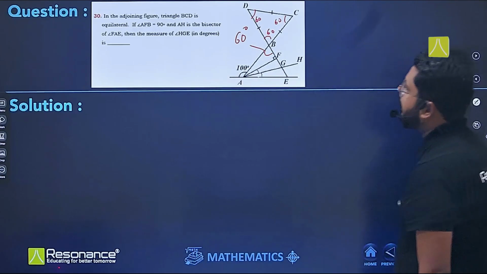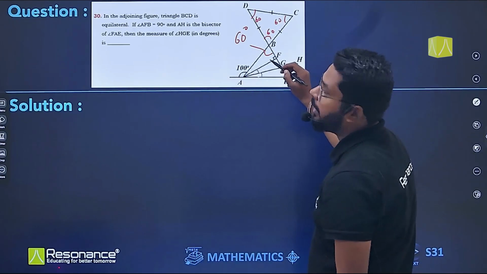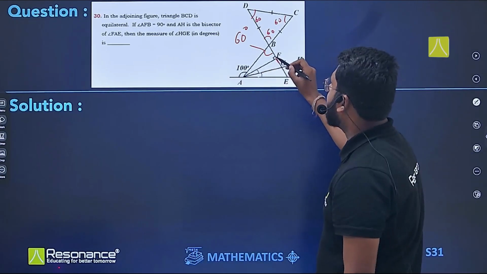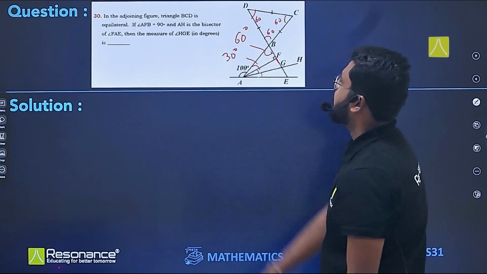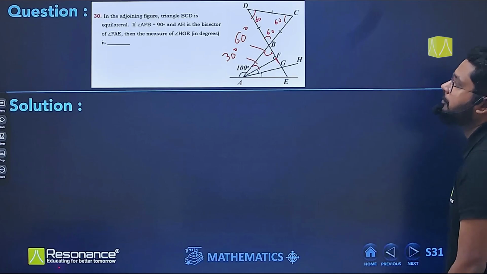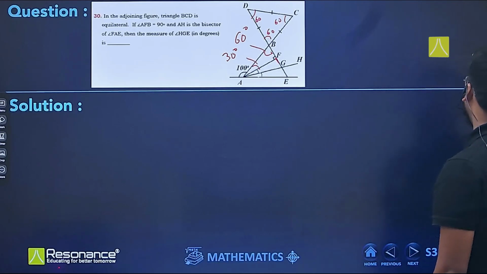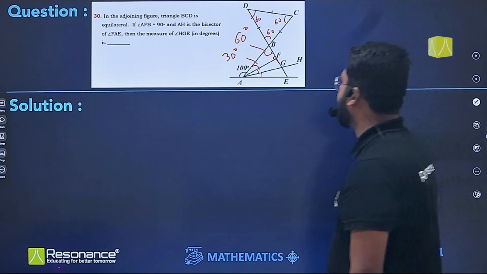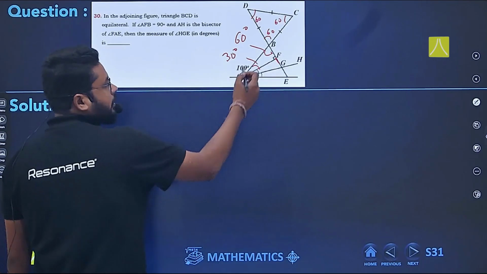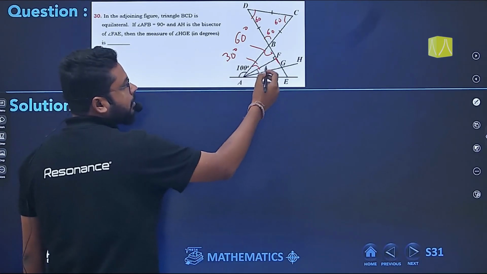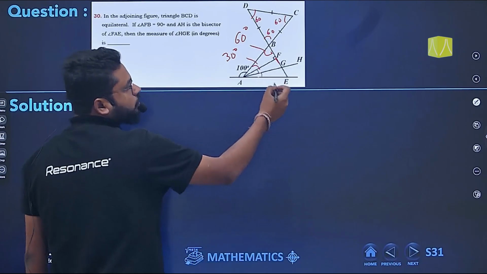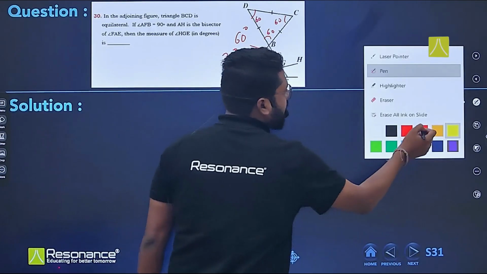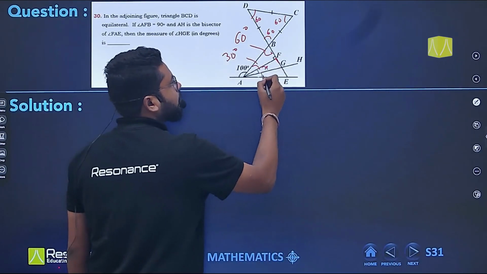Okay, so in triangle BFA, if you apply the angle sum property, 90 plus 60 is 150. Then this angle will be what? 30 degrees. 90 plus 60 is 150, right? So that will be 60 degrees, 30 degrees. Okay. So angle around a point, in this linear pair, is 180 degrees. But AH is the bisector. So if this is X, this is also X.